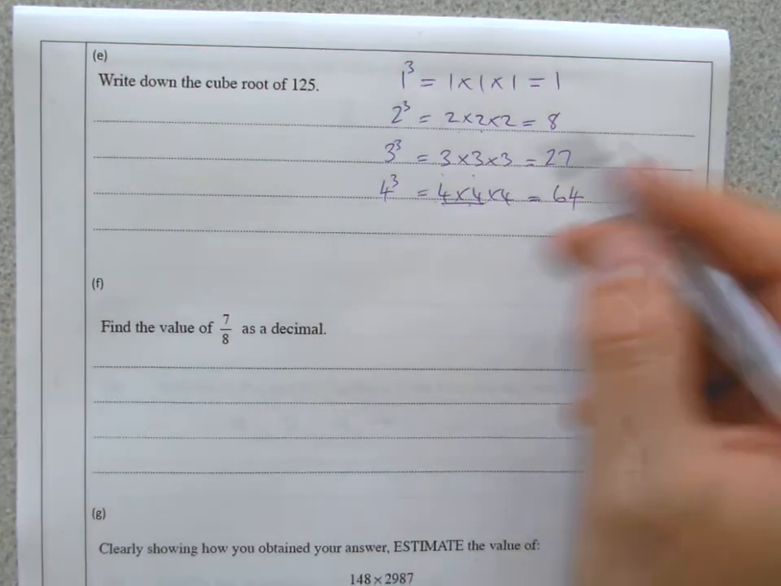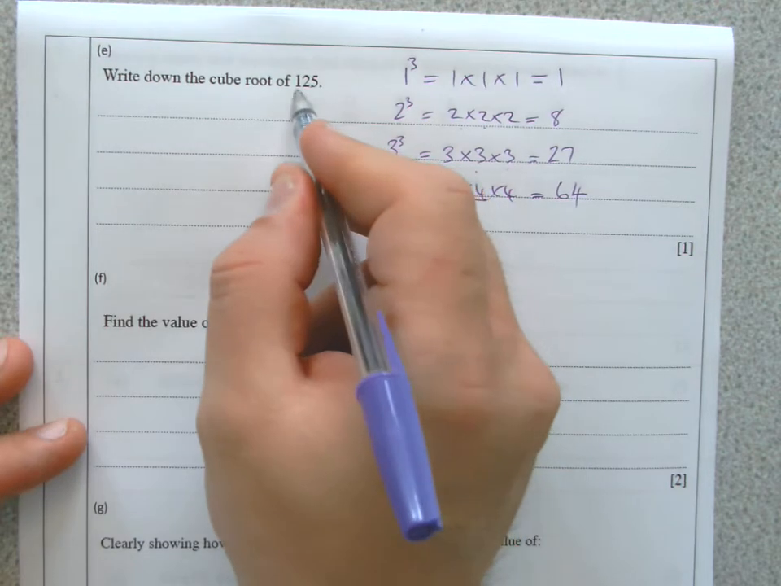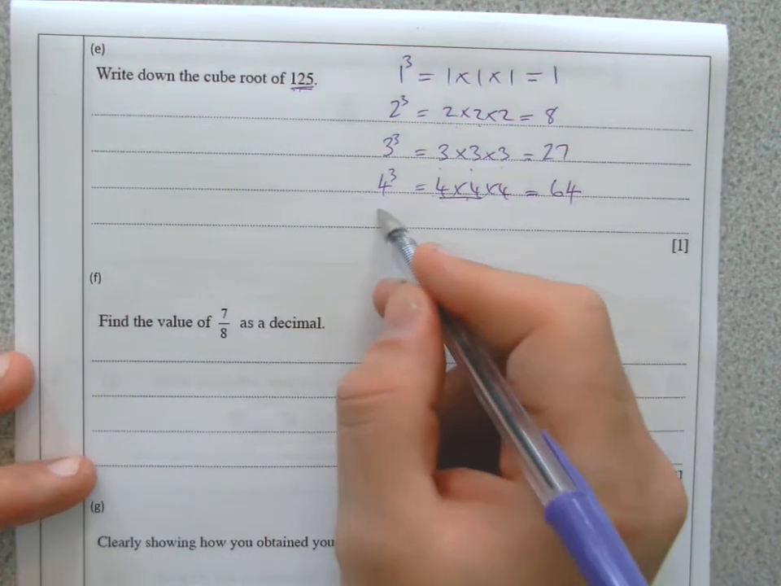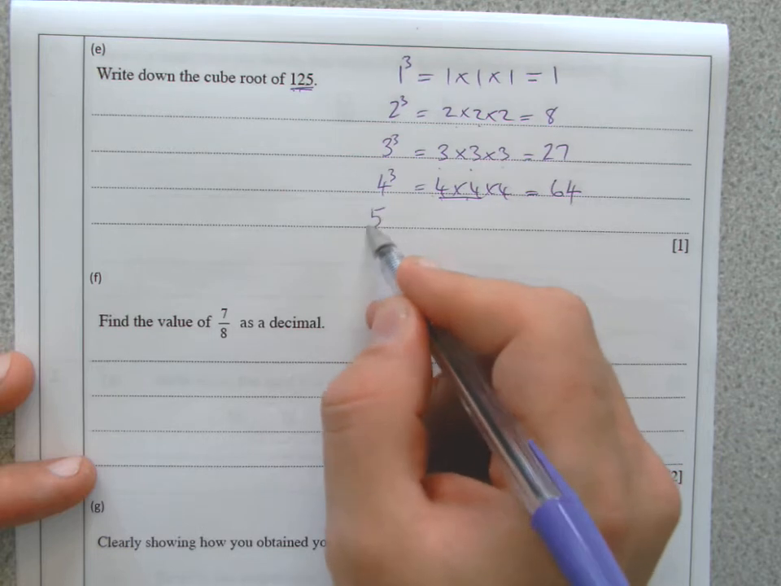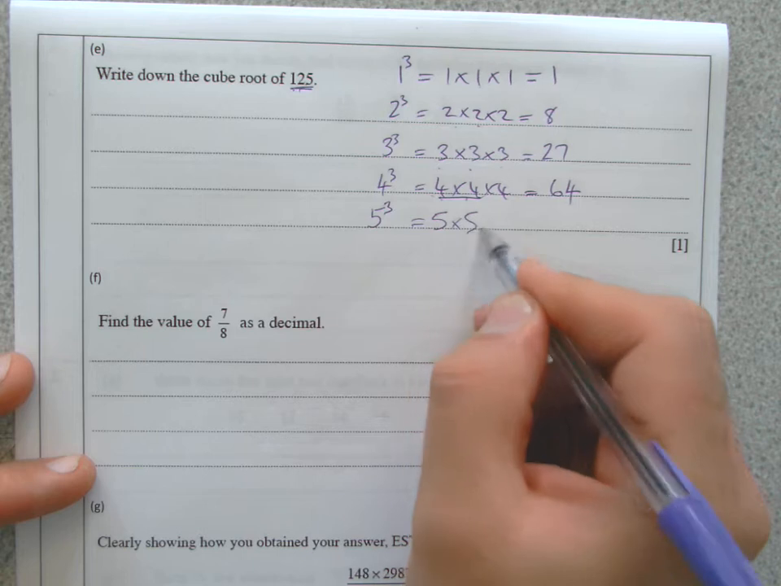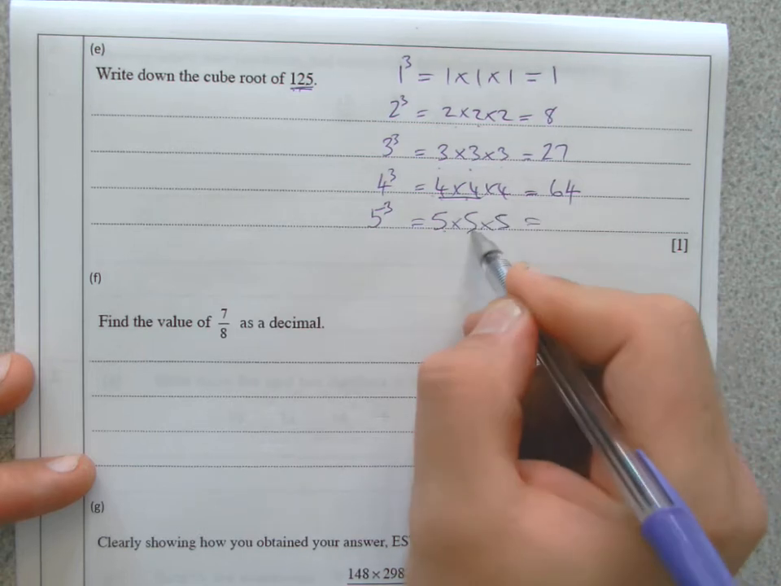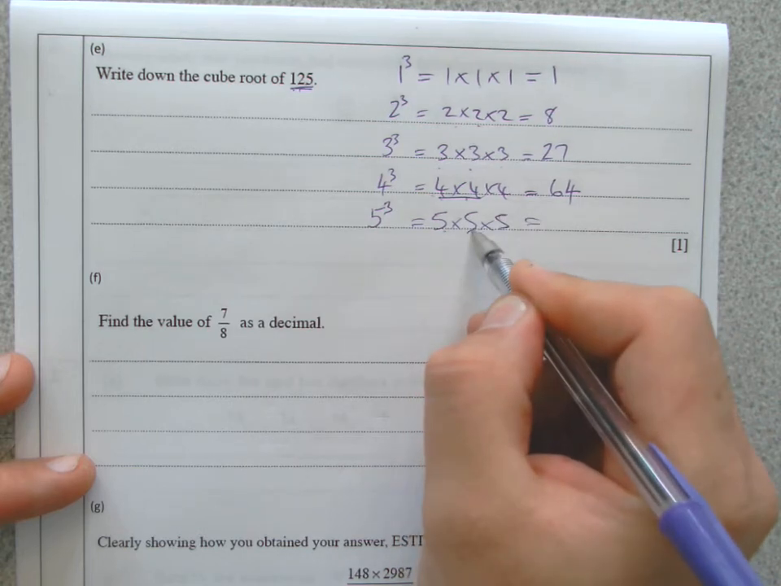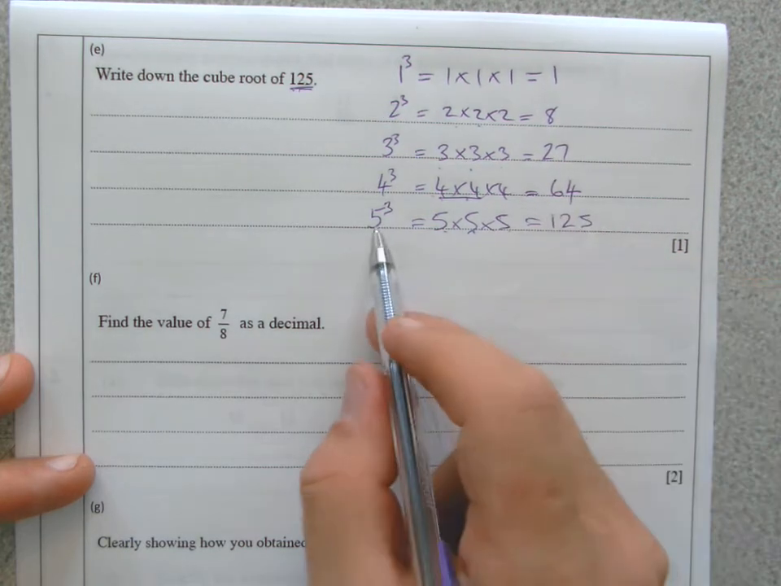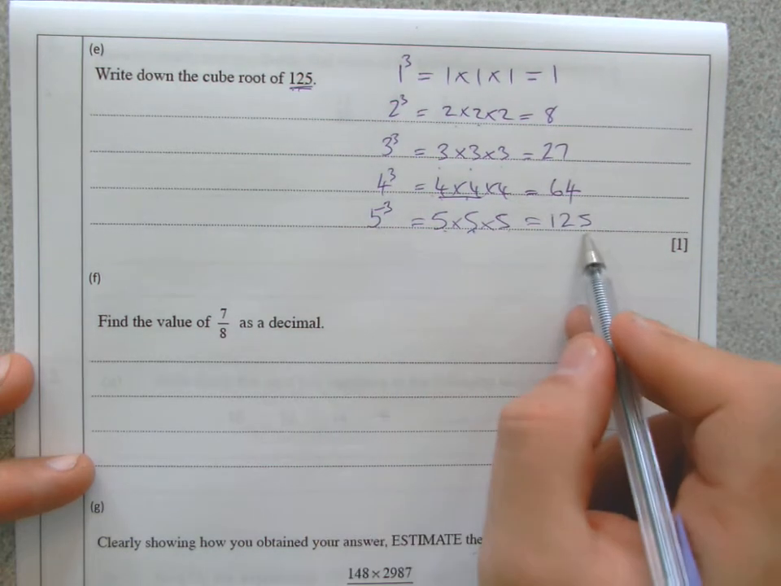You might be wondering what I'm doing. Well, I'm actually trying to work out the cube root of 125, of course. So what I'm doing is I'm cubing each of the counting numbers to see when I get 125. So let's do 5 cubed. 5 times 5 is 25, and 25 times 5 is 125. So 5 cubed is 125.